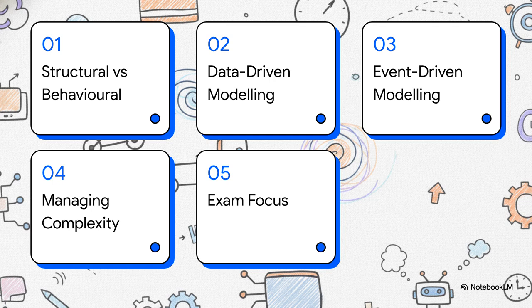Here's our roadmap for today's session. We're going to start by comparing structural and behavioral models, then we'll break down data-driven and event-driven modeling. After that, we'll see how superstates help us manage complex systems, and finally, we'll wrap up with a laser-focused exam review. Let's get right into it.